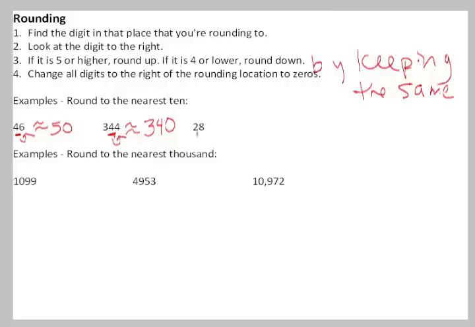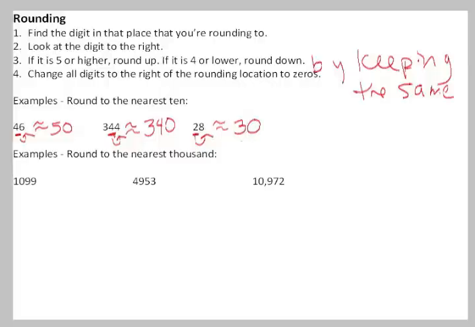Here's another example, rounding to the nearest 10. The 2 is in the tens place. We look to the right, it's an 8. So it is 5 or above. So that means the 2 needs to increase to a 3. So it becomes 30. 28 rounds to 30.